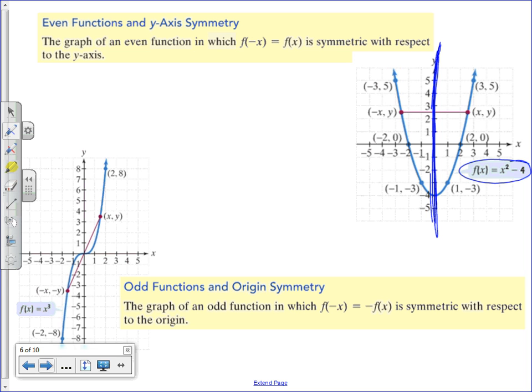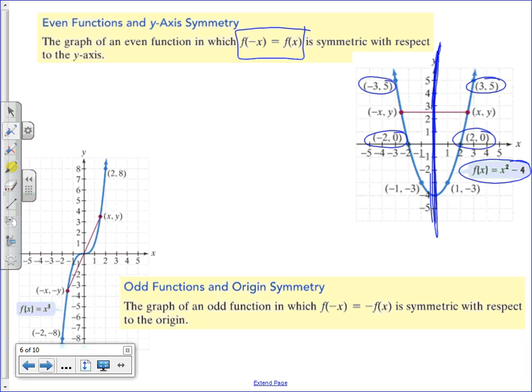Now, for points, let's start with the numbers. So if we have the point 2, 0, we would also have the point negative 2, 0. So if you guys notice, they have the same y value, but the opposite x value. We also have here negative 3, 5, and we have 3, 5. So let's use that statement and check it with those numbers.